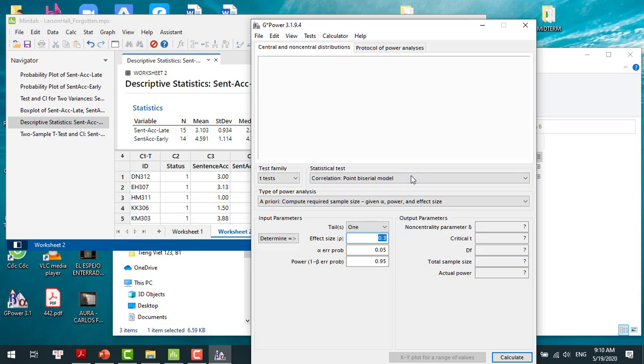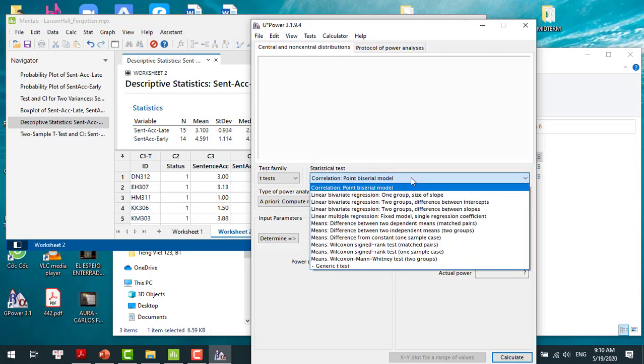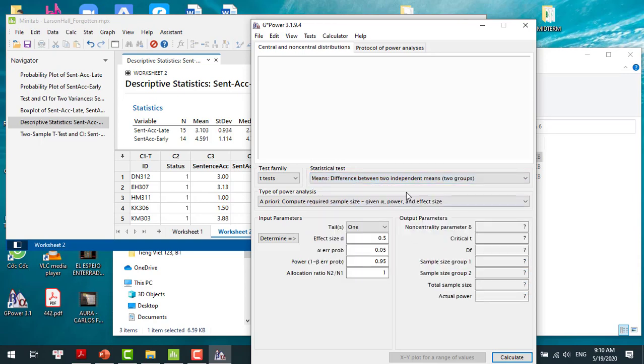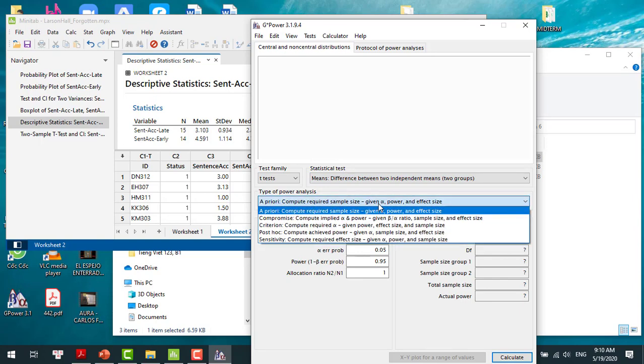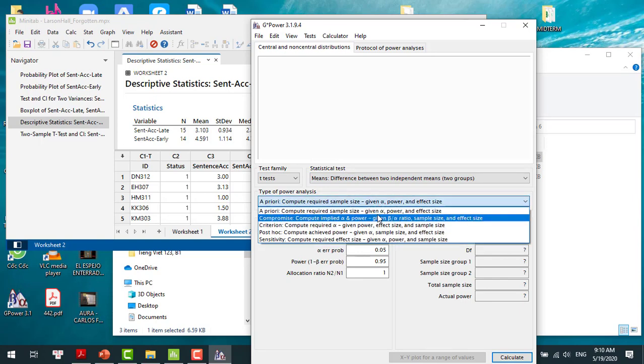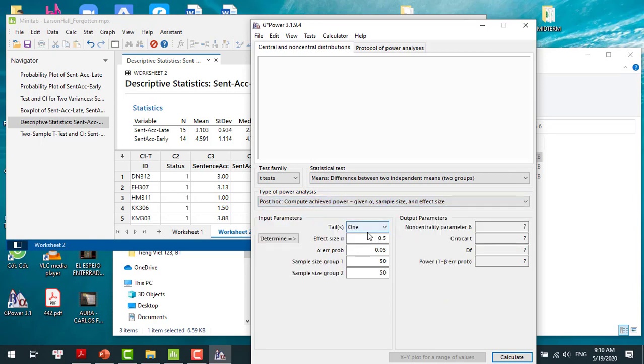3.1.9.4. What we're trying to do here, the statistical test is going to be the difference between two independent means, so two groups. And what we're doing here, we're not doing a priori, we're doing a post hoc. So we're going to compute achieved power given alpha, sample size, and effect size. Now what we want to do then is calculate the effect size, but we don't know that, so we're going to calculate that. We need to enter our sample size.